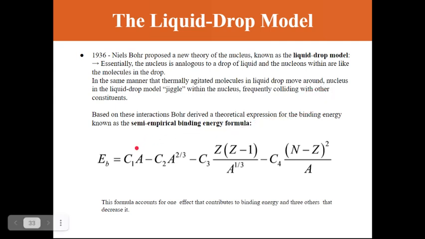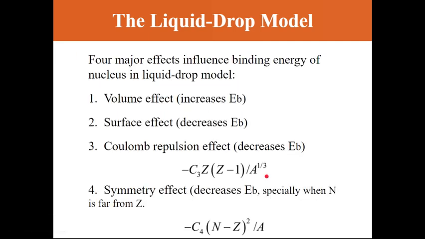And the formula looks like a mouthful. There's 4 terms, each one with a constant: C1, C2, C3, and C4. Everything else is a term for either the mass number, the neutron number, or the atomic number. So clearly the binding energy does of course depend on how many neutrons and protons you have in the nucleus. Each term accounts for a different effect. The first one is the volume effect, which contributes to the binding energy, while the other 3 terms actually decrease it.